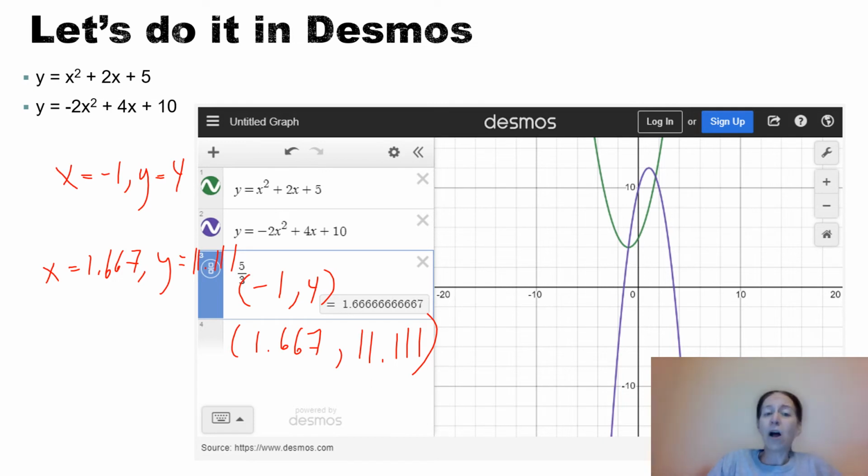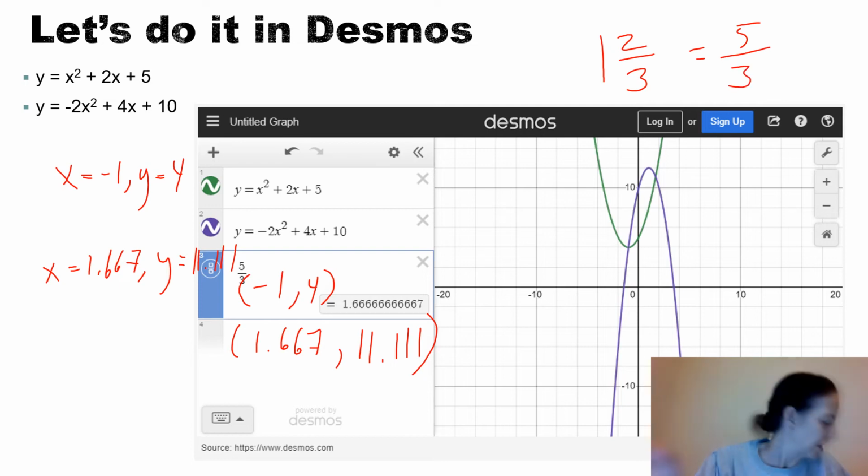The other thing that you might notice is that Desmos is going to give you those values as decimals. And I know, right off the top of my head, that 1.667 is 1 2/3. And so this would probably show up as 5/3 in an answer choice bank. What you would need to do if you got answers in decimals and you look at your answer choice bank and they're fractions is grab your calculator and just do the division out.